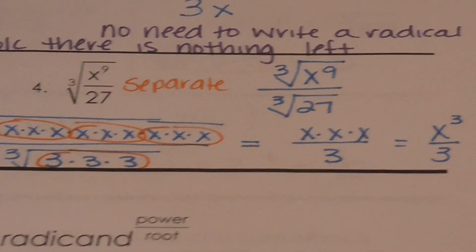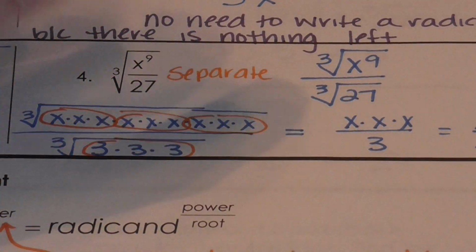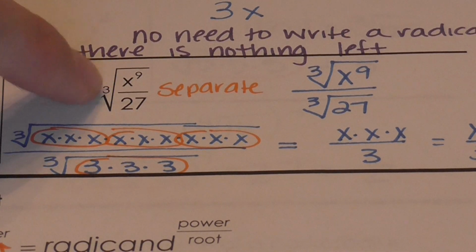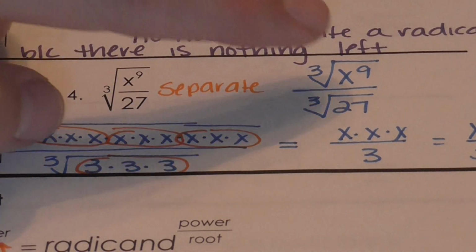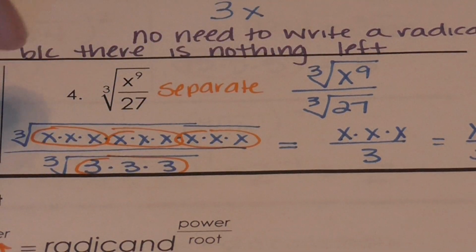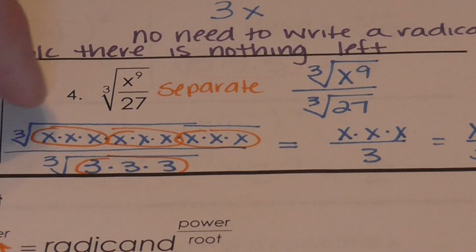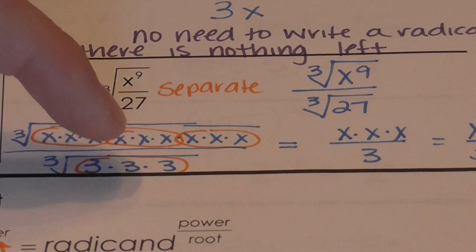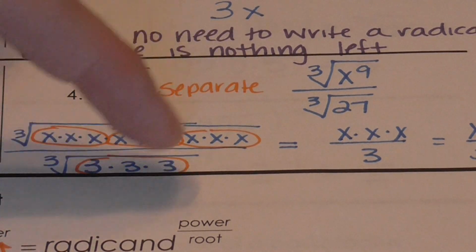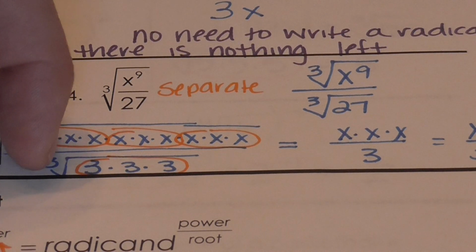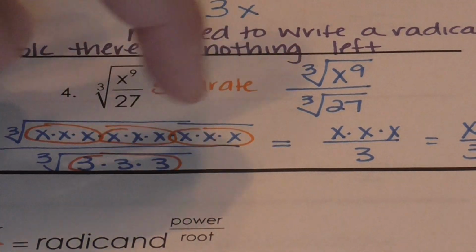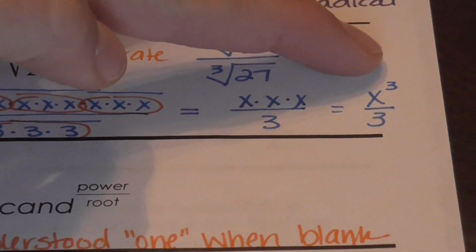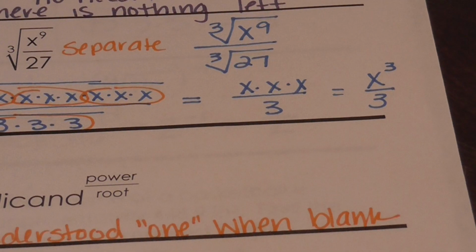For these, I can separate them. On the top, I can separate that into the cube root of x to the 9th and the cube root of 27 as 2 separate things. Then I write out my groups. I write 9 x's and circle groups of 3 because it's a cube root. I write 27 as 3 times 3 times 3 and circle the 3 3's because it's a cube root. And I end up with 1, 2, 3 sets of x's out, so it's x cubed when I multiply them back together. And then 1 3 at the bottom.